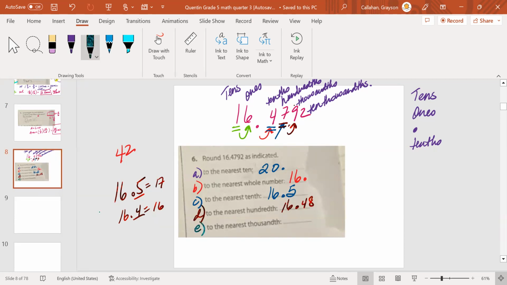Okay, E. What number is a thousandths? 9. Look what number is next to it. So do you go up or down? Or actually, up or stay the same, I should say. Stay the same. Okay, that's your answer. Are you okay with this?